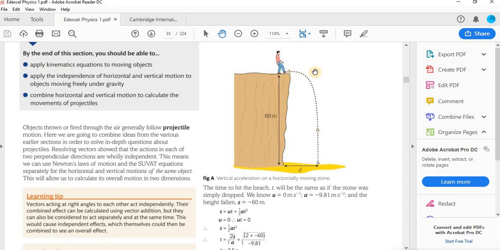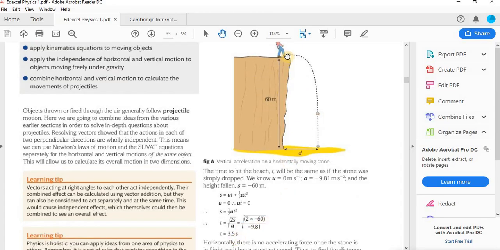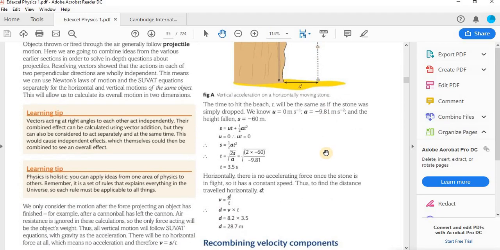In the horizontal direction, it takes the same time to go from here to here as it takes for the ball to go from here to here, because it's just one ball. It's going horizontally as well as vertically. It takes 3.5 seconds to fall down 60 meters, and it also takes the same time to travel the horizontal distance d. Is that clear? Yes. So we consider the horizontal motion and the vertical motion separately.